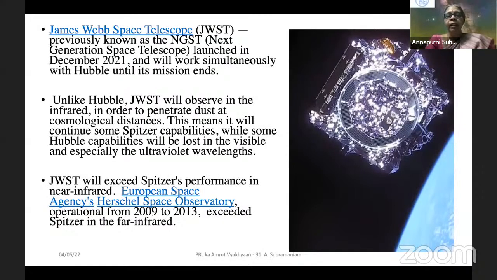We are all looking forward to the JWST operations, which was launched in December 2021, and that is in the near infrared. This is the first multi-mirror telescope which is up in the sky, and it's called a successor to Hubble, but we should also keep in mind that it'll create wonderful images, but in the infrared wavelengths. We will be losing the visible and the UV wavelength capability that is there in Hubble.